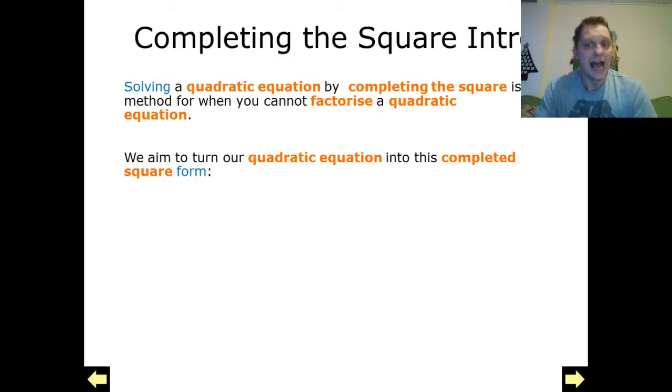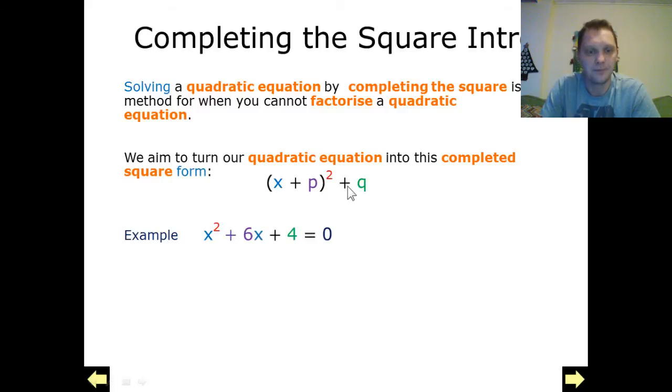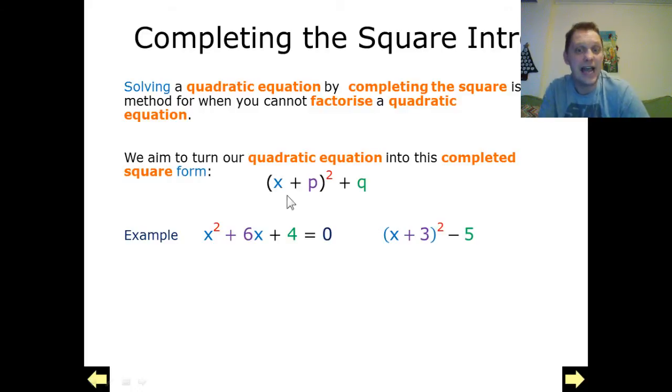So what we're actually looking to do is to turn it into this form when we're talking about completed square form: x plus p, of course this could be a minus number, x plus p squared plus q, where these two are just numbers. For example, we've got x squared plus 6x plus 4 equals 0, of course a quadratic equation equalling 0. And this, in completed square form, becomes x plus 3 squared minus 5.